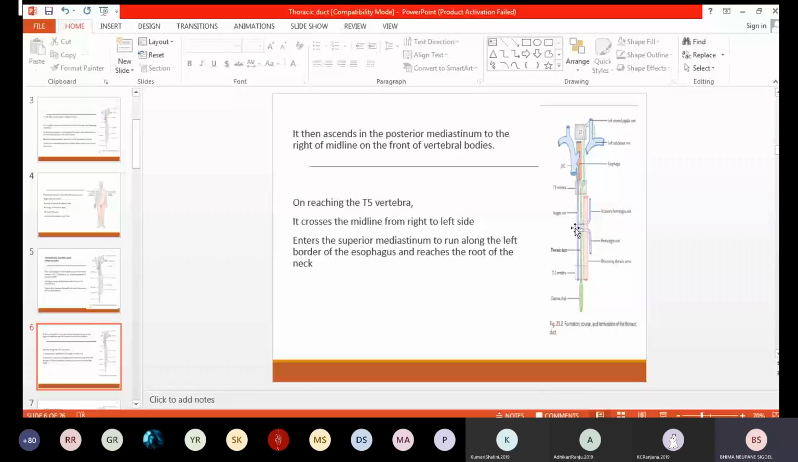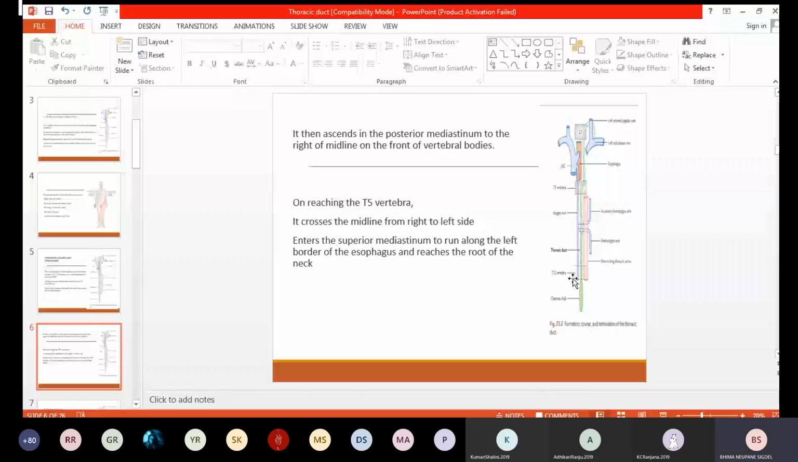So it ascends in the posterior mediastinum to the right of the midline, on the front of the bodies of the thoracic vertebrae. In the midline is the body of the thoracic vertebrae, and the thoracic duct runs slightly to the right of the midline. You can see this on the posterior thoracic wall: the thoracic duct, and further to the right the azygous vein. It is running vertically, straight.